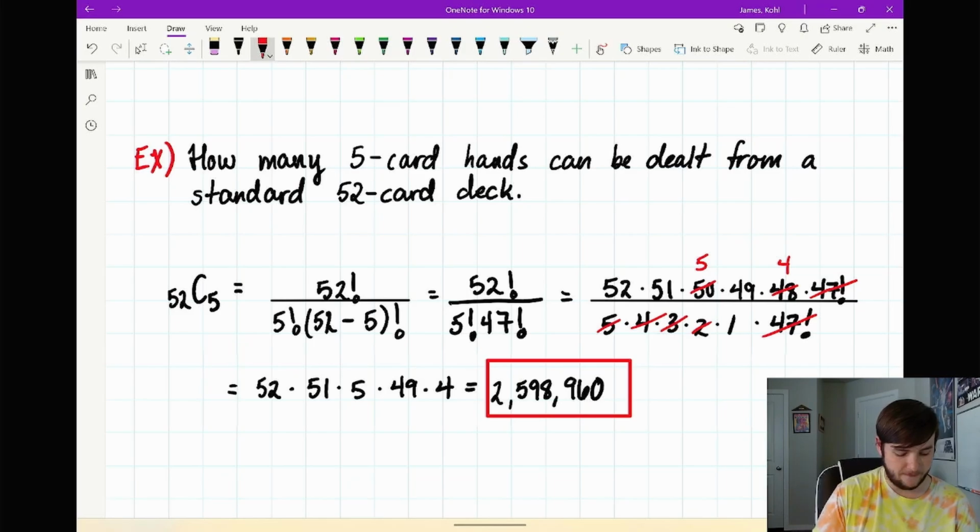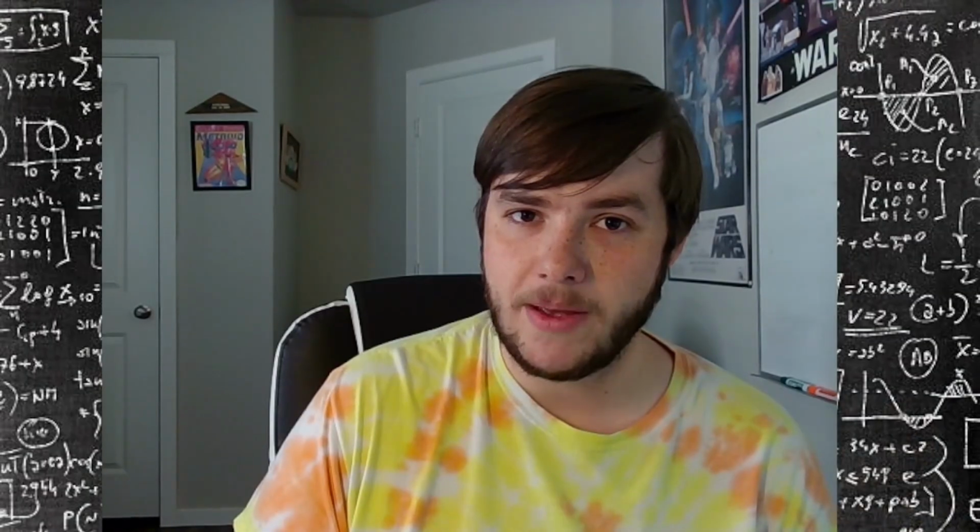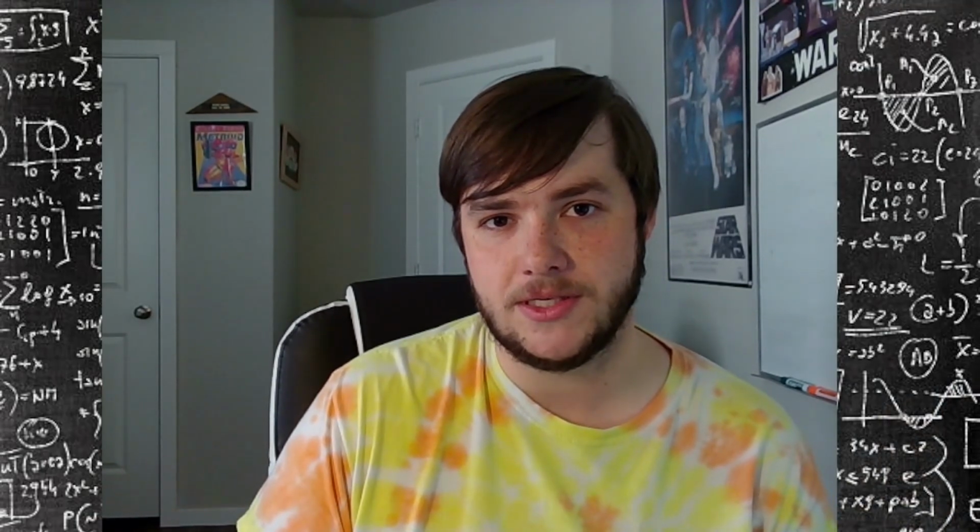So all in all, I get 52 times 51 times 5 times 49 times 4, which gives me 2,598,960 ways.